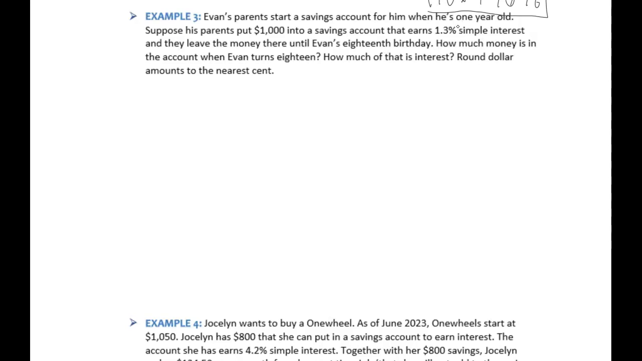So they tell me that this is simple interest. So then I have a couple formulas to pick from. Since I'm asked about how much money is in the account, I'm going to use the future value formula for simple interest. So I'll use that formula here. And now I need to decide what all of the variables are, right? So his parents put $1,000 into there. That means that that's your principal value. And the account earns 1.3% simple interest. That's the rate.